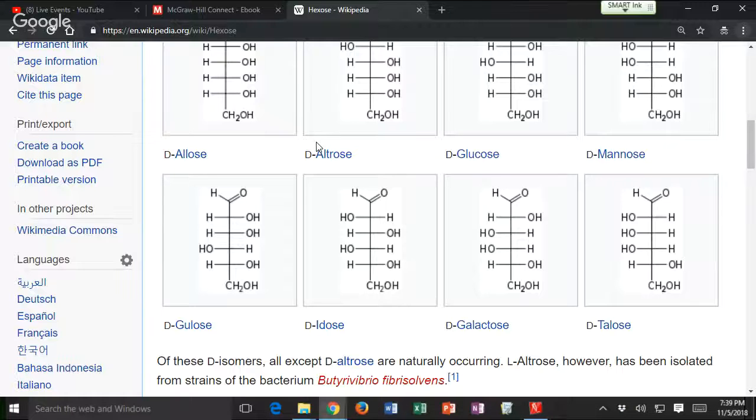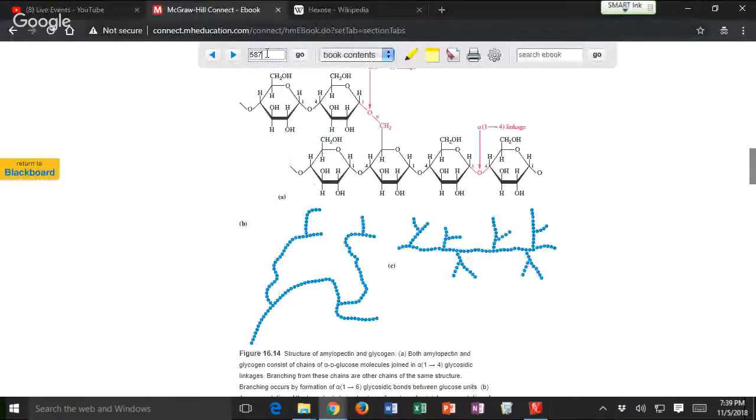All right, so I want to show you another common sugar, fructose, because it's an important biological sugar.